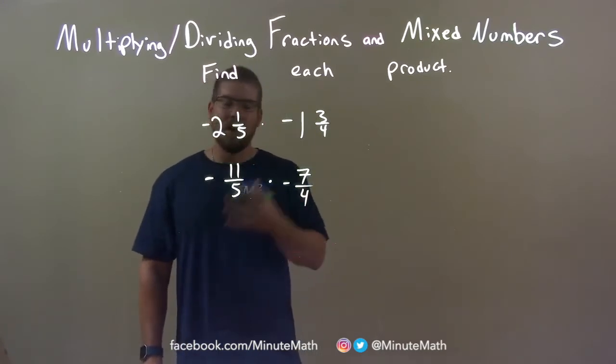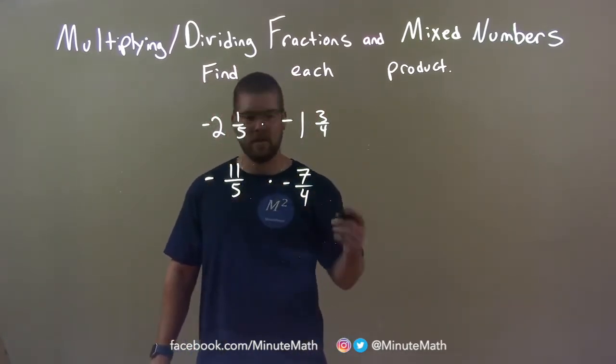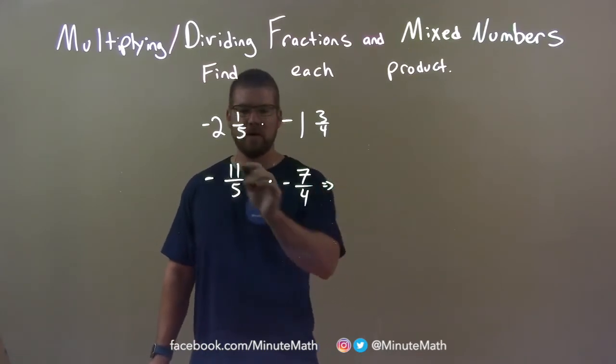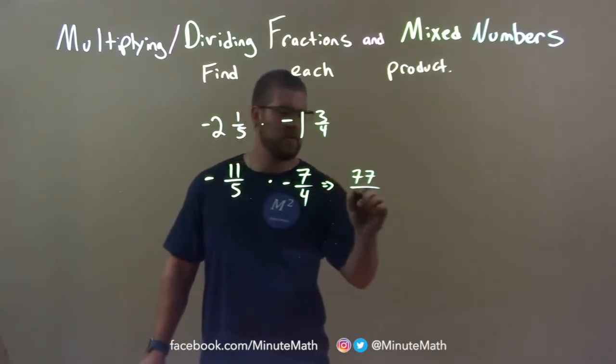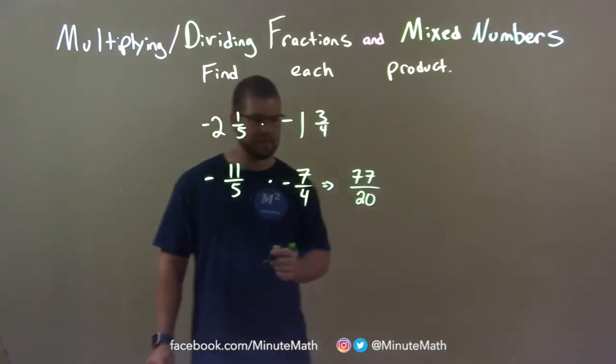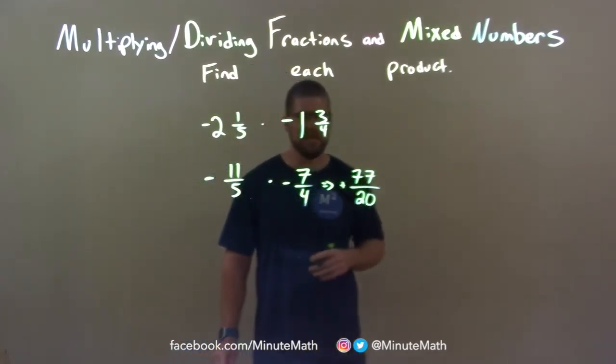Now, the way we have to multiply our fractions here, we multiply across the numerator, then multiply across the denominator. So, numerator, 11 times 7 is 77. 5 times 4 is 20, okay? Well, a negative times a negative is a positive, right? So we have a positive number now.